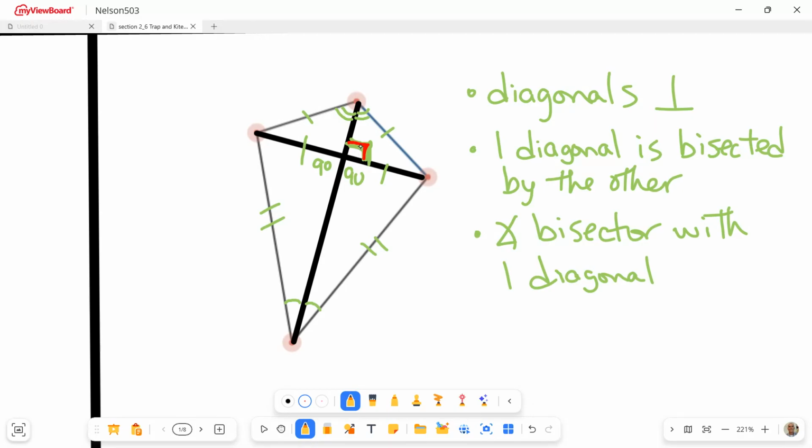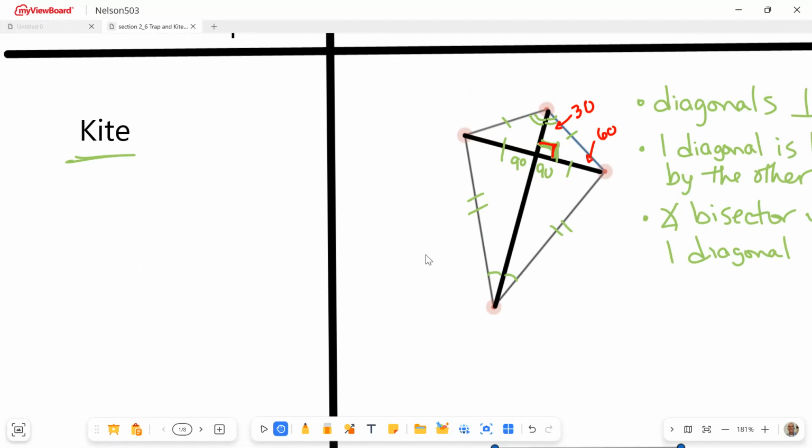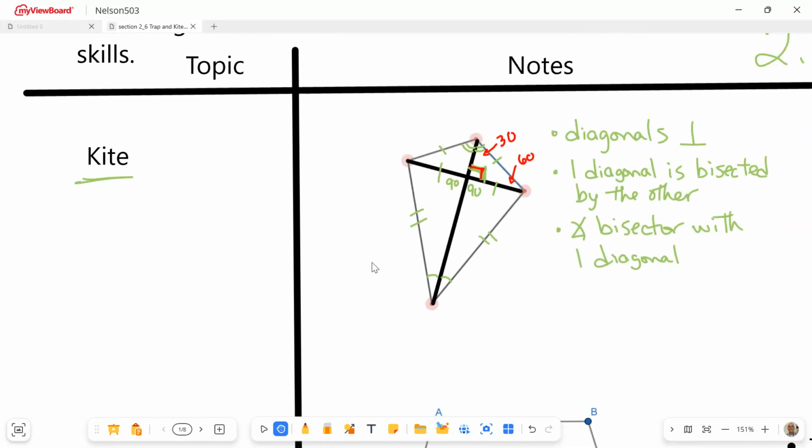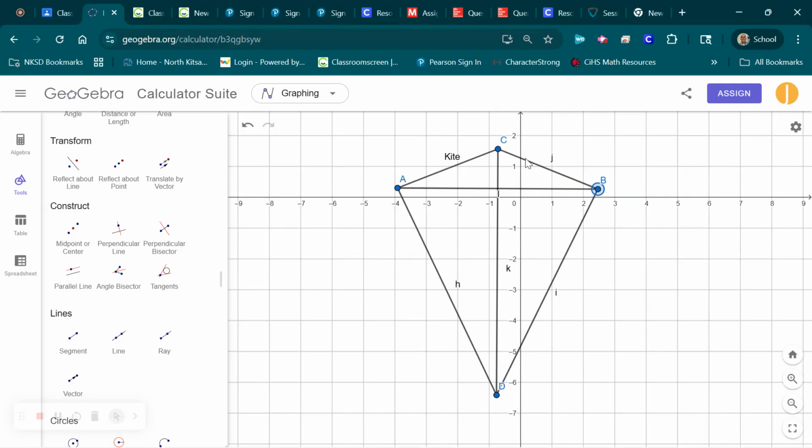They're also going to say probably like, hey, this angle up here is 30 degrees. How big is this angle right down here? And I hope you're going to go, oh, it's 60, because 30 and 60 make 90, and 90 more makes 180. You'll do something like that. Okay, so that is the basics of a kite. And you can mess around some more on GeoGebra if you want with this kite and just see if some of that makes sense to you.